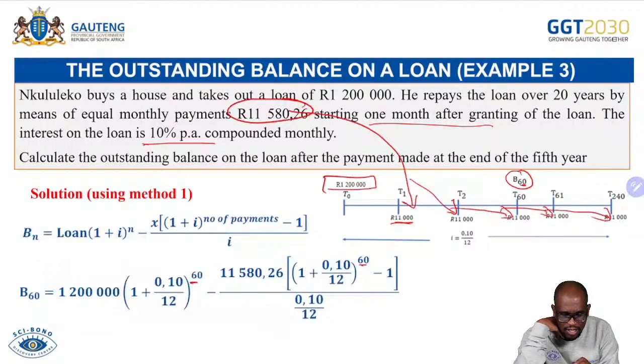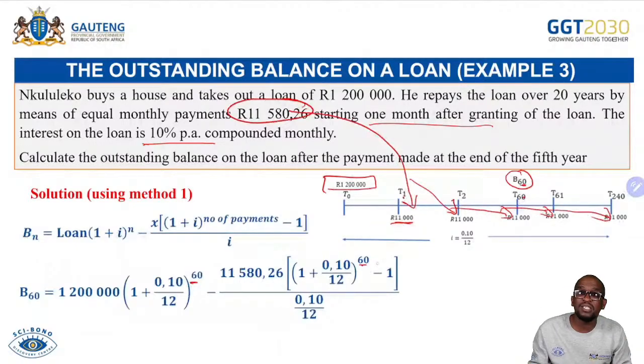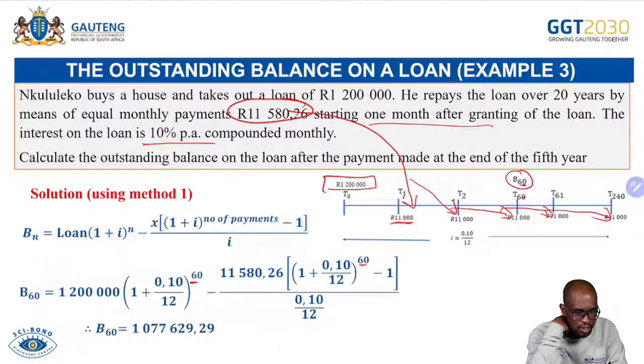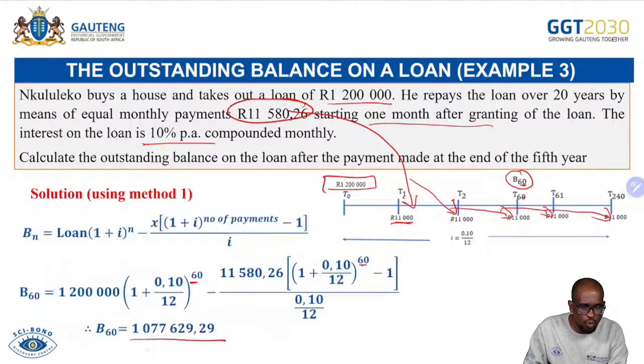It's easy to calculate the number of payments because it will be 60 minus 1 plus 1. So it's 60 payments. It's easier then because you are using both the compound interest for the loan and the future value of the amounts that you've been paying. If you calculate that, it takes you to 1 million, 77,629 rands and 29 cents. So this takes you back to say, look, you borrowed 1.2 million. After 5 years, the balance is still 1 million. So you've paid off just a fraction of the money because of the interest.